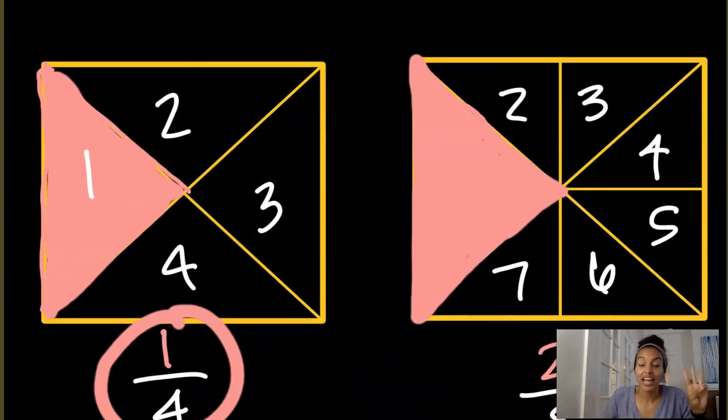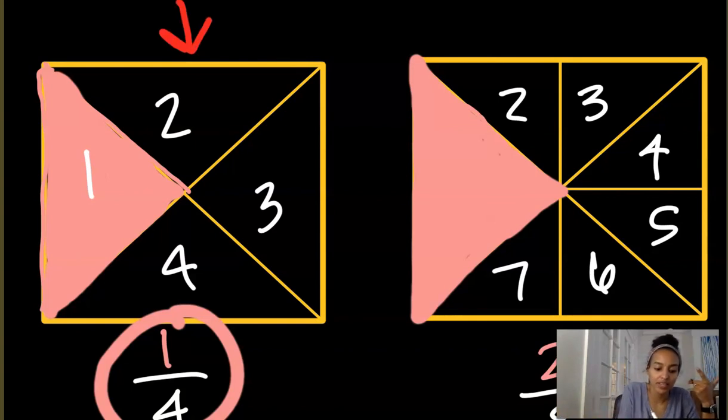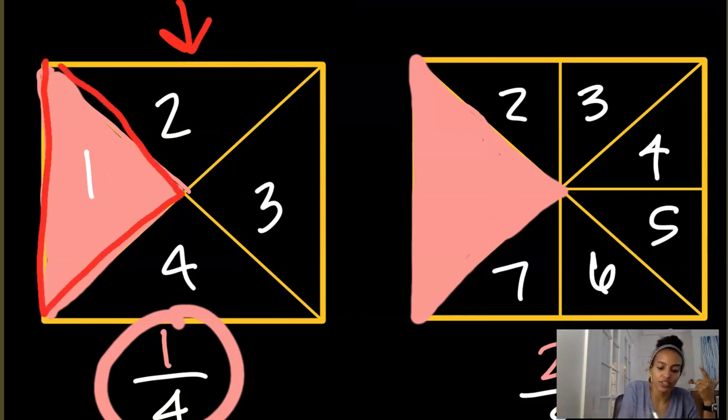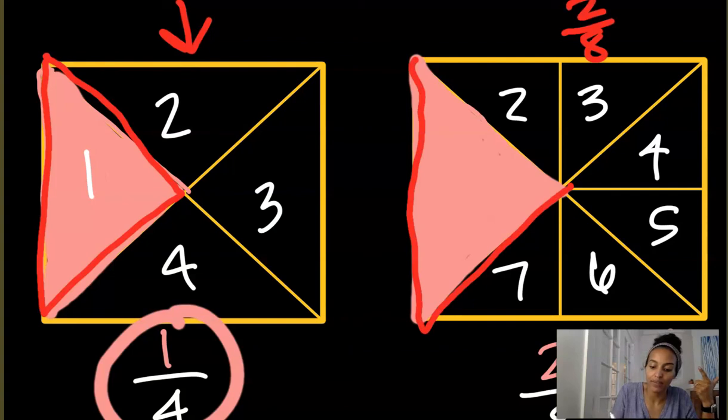One is by looking at shapes, looking at how the shapes are divided, and seeing if we shade in our shapes, what fractions take up the same amount of space. So 1/4 on this square right here takes up this triangle. 2/8 on this square takes up this same triangle. Okay, so 1/4 and 2/8 are equivalent fractions.